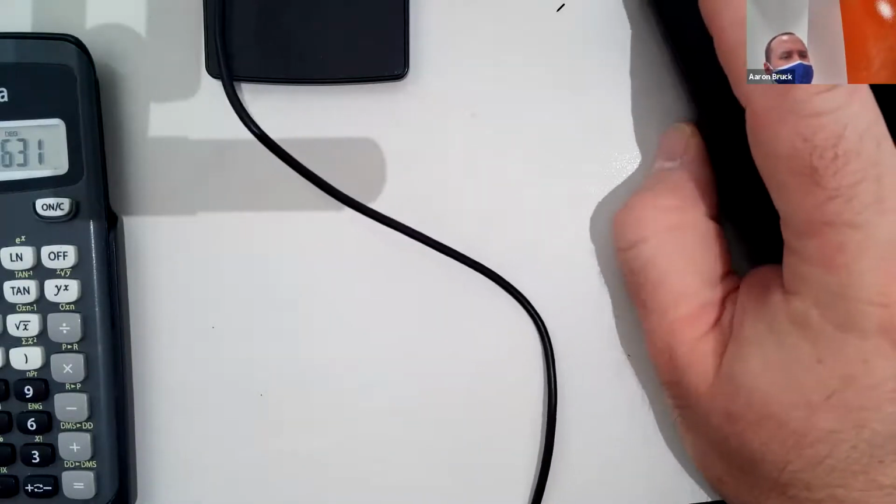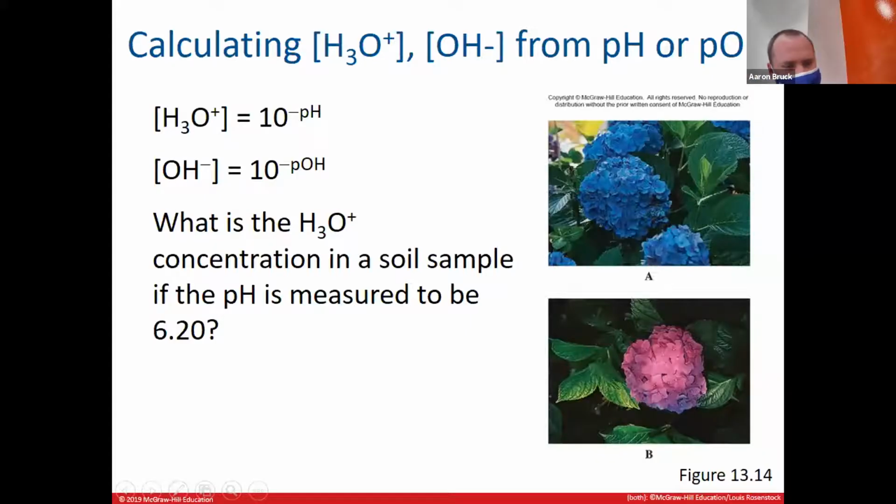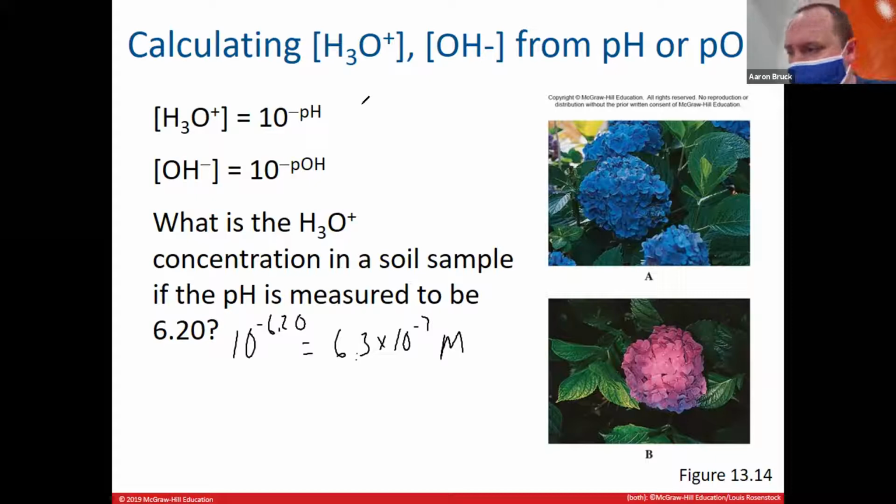And so, again, coming back to the problem at hand, ten to the negative 6.20 is 6.3 times 10 to the negative 7th molar, which would be the hydronium concentration for this particular sample.